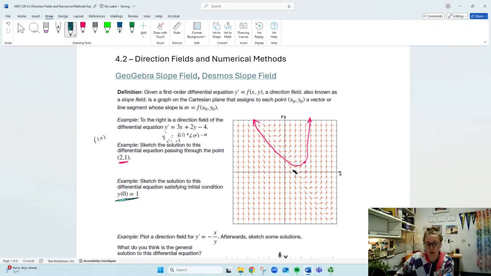If I were passing through this point right here, 0 and then 1, you could see that my slope is a little bit down and it's going to be following that. And then also getting close to, it looks like we have an asymptote up here. We're going to talk about what those solutions actually mean, but I want to click on this GeoGebra slope field.